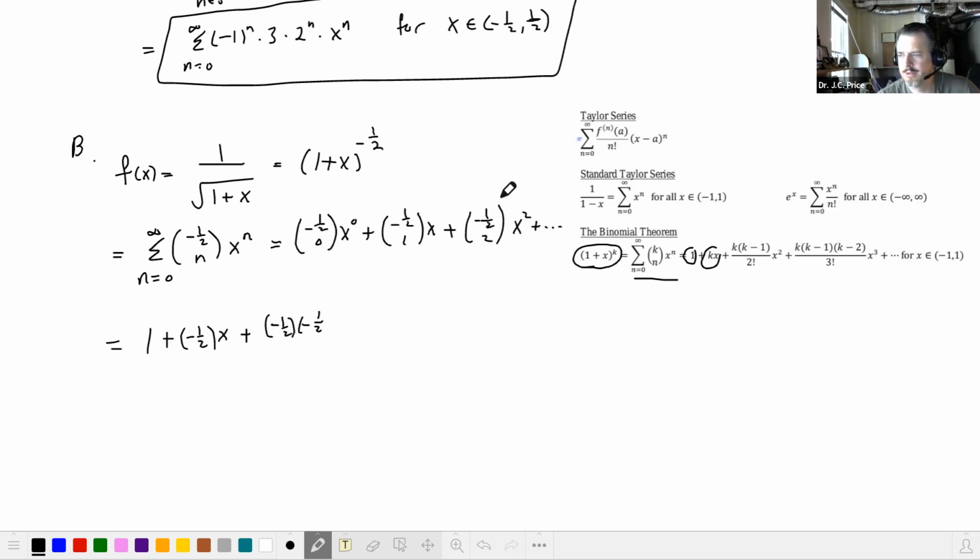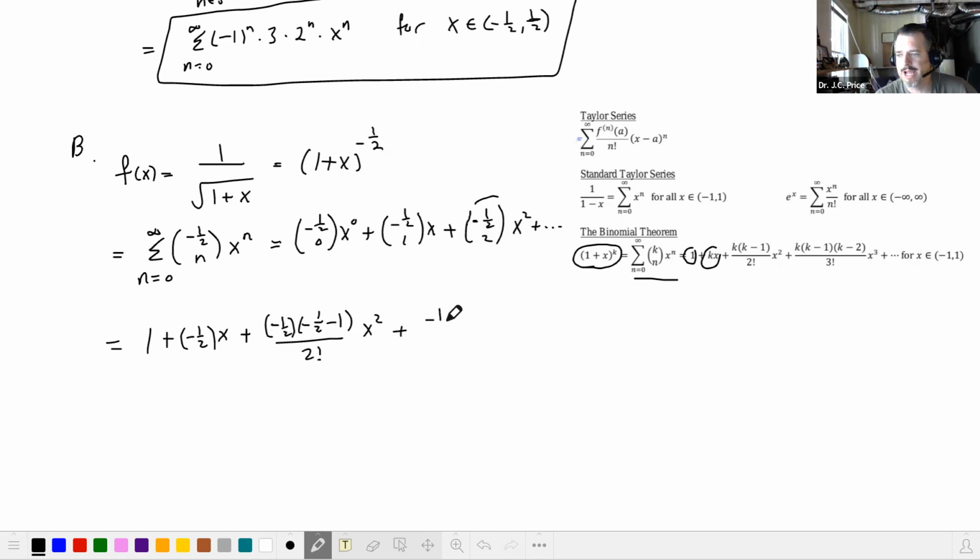Oh, I already did that one. I'm sorry. My brain's doing like, what are you doing? Because I want to do choose 2 next, right? So let me, that negative's bothering me because I can't see it. So the negative right there. So -1/2 choose 2, I'm sorry, right, is -1/2 times -1/2 minus 1, divided by 2 factorial, and that's x squared.